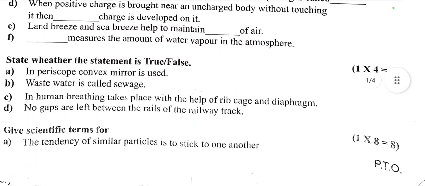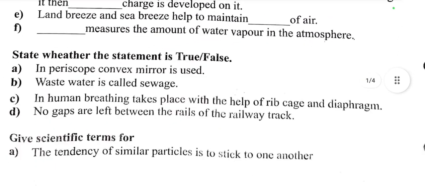Now let's move to true and false. This is quite easy, 4 marks. The periscope. Many of you have written convex, which is wrong. Periscope, it is plane mirror. In this, a plane mirror is used. So this is a false statement.